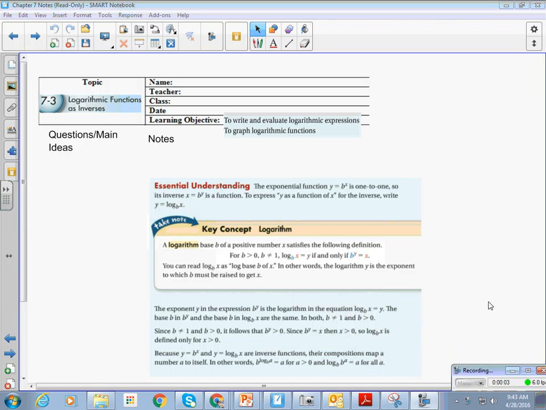All right, so this is Chapter 7, Section 3, Logarithmic Functions as Inverses. Our learning objective is to write and evaluate logarithmic expressions and to graph logarithmic expressions.